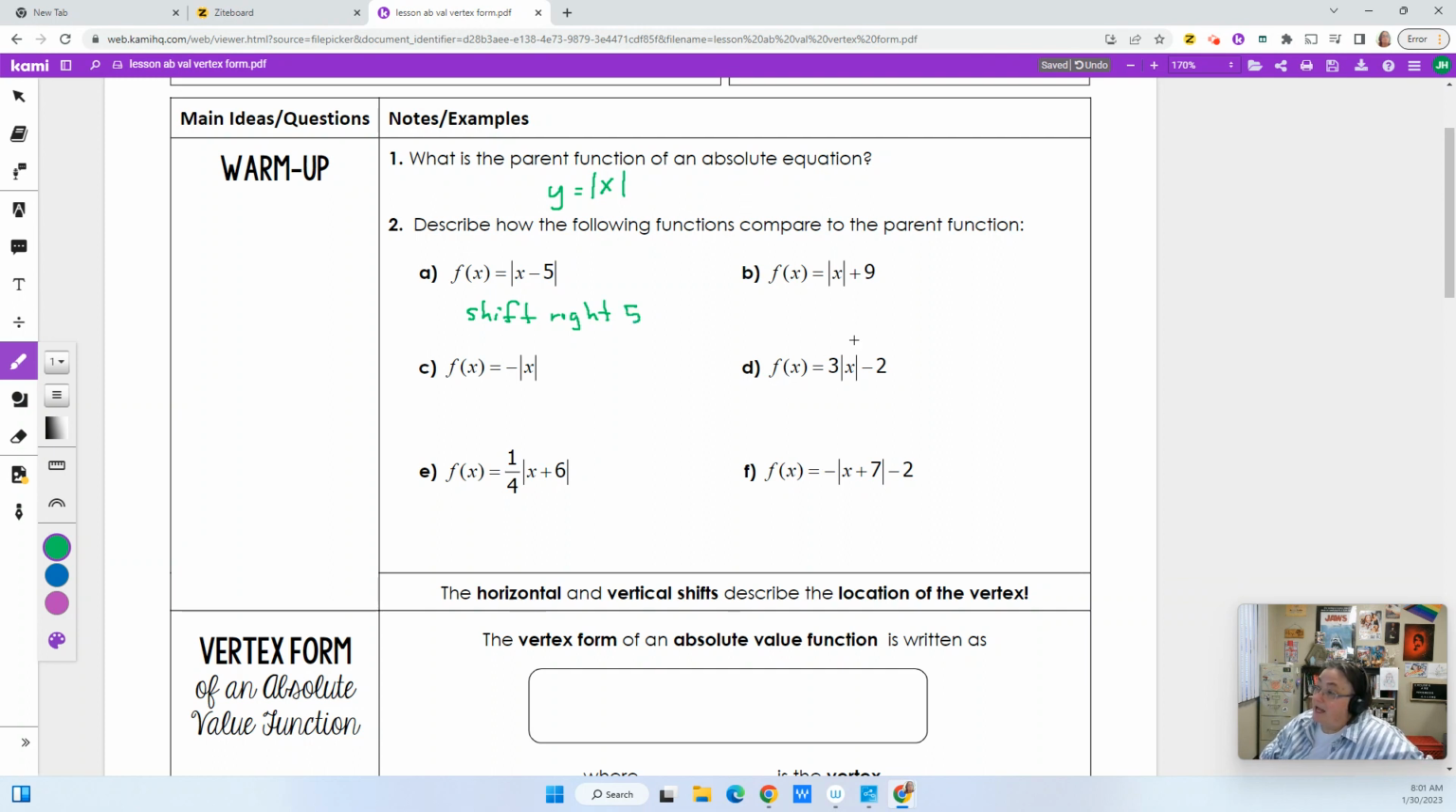And if we had the absolute value of x plus 9, this is on the outside, so it's our up and down that's shifting that 9. And so this would shift up 9. 9 what? Units, whatever units that we're referring to. The negative on the outside of that absolute value of x was a reflection across the x-axis.